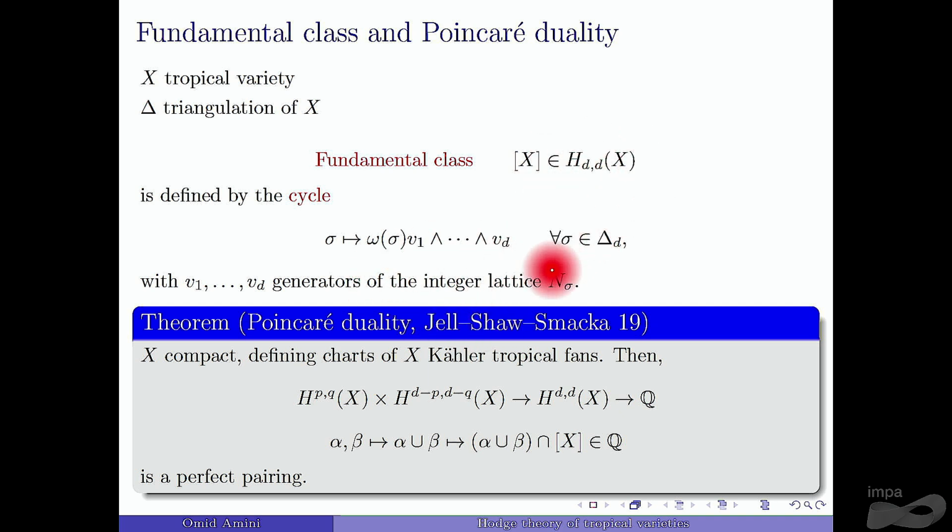And using this one, you can make sense of the Poincaré duality, because you take the cup product, these are cohomology groups, you can take the cup product and then intersect with the fundamental class. And the theorem proved by Aldo, Shaw, and Smacka. So this was proved for the case where you had tropical varieties modeled by matroids, but actually the proof is a local-global property. So if you have local duality, you glue by charts, then you get a global duality property. So basically, if you are working with X and the defining charts of this X are Kähler tropical fans, then you have Poincaré duality.